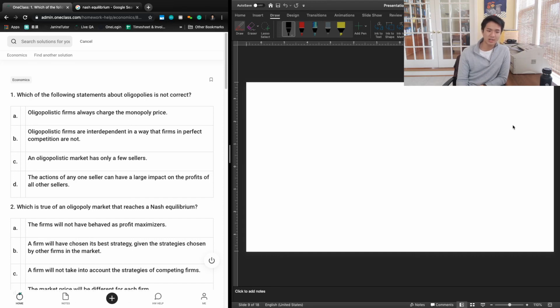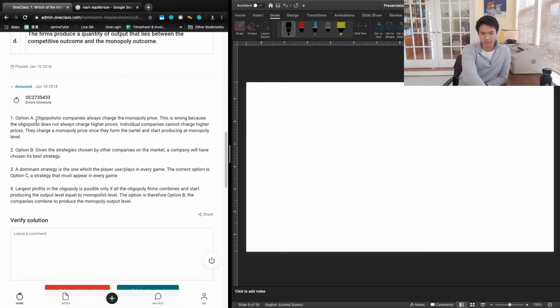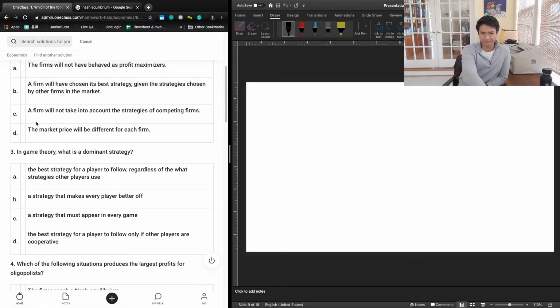And D says the actions of any one seller can have a large impact on the profits of all the other sellers. And that goes back to our game theory explanation, where one seller's decision impacts the profit outcomes of other sellers. So that's also true. So A is going to be the right answer here. Let's take a look at the answer choice. Yeah, so the previous tutor also said A.